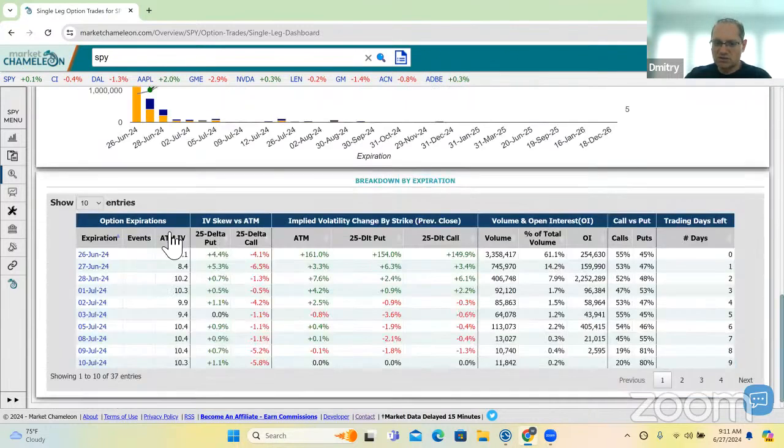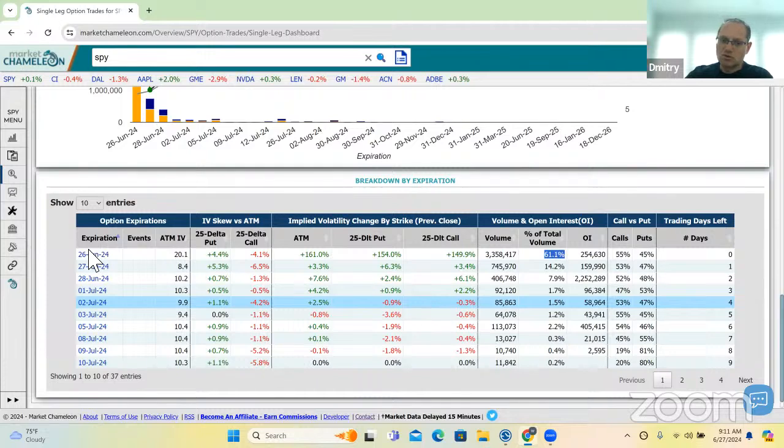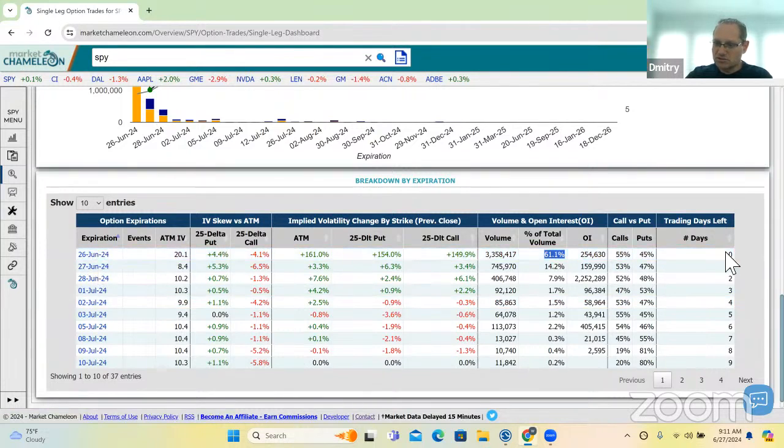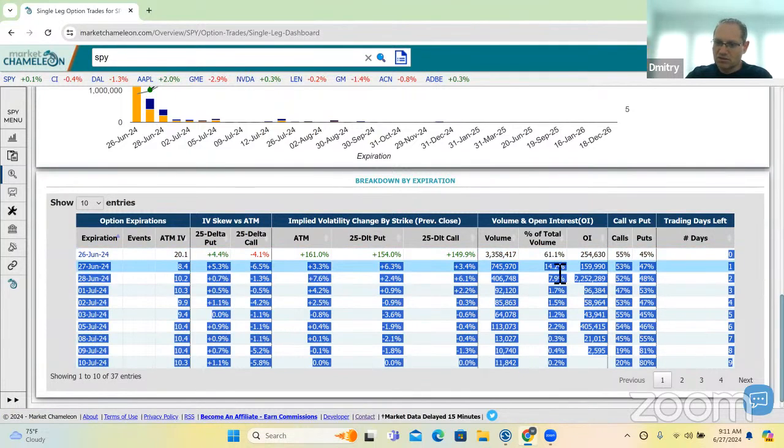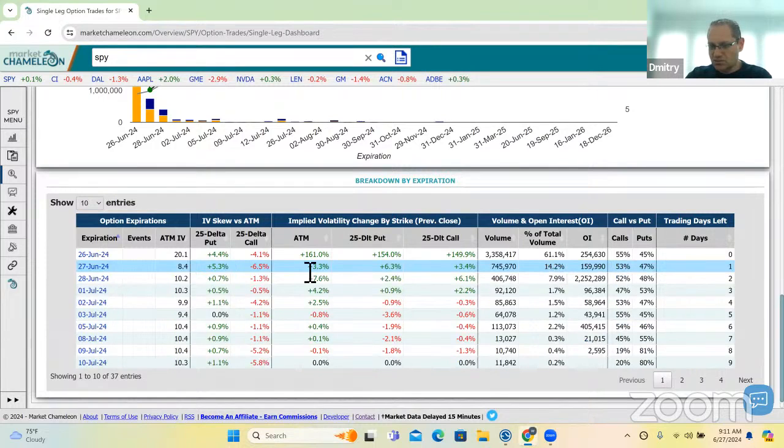And we could see here in the table, it gives us some more summary statistics. 61% of the single leg trades were on those 0 DTs. Here's days to expiration. And then 14% of the volume were the options traded with 1 day left to expiration.